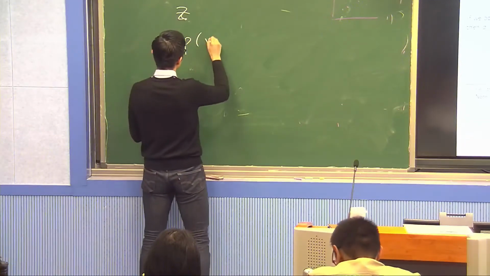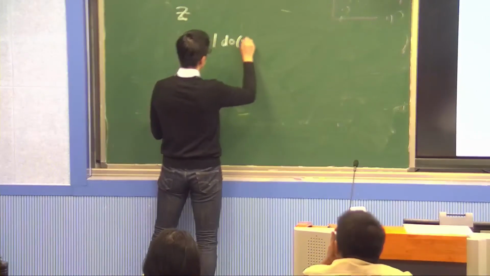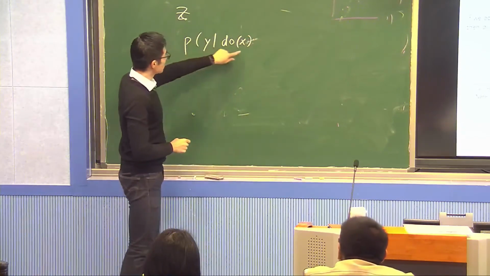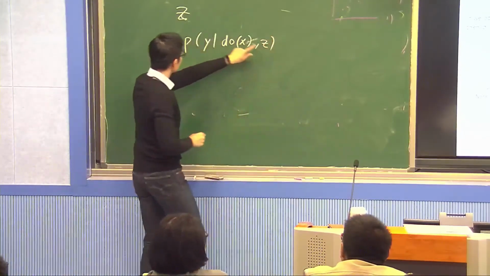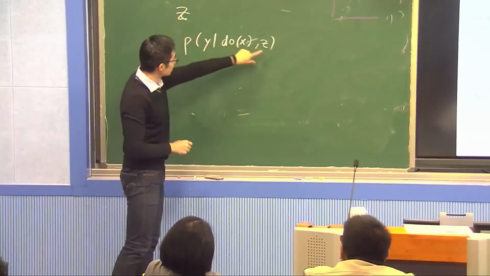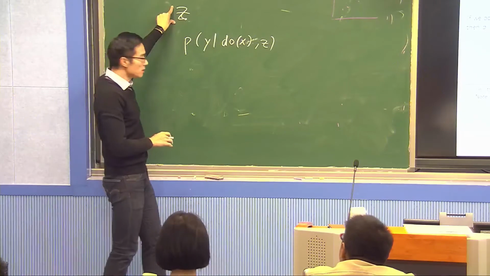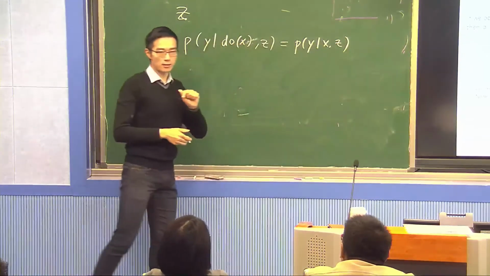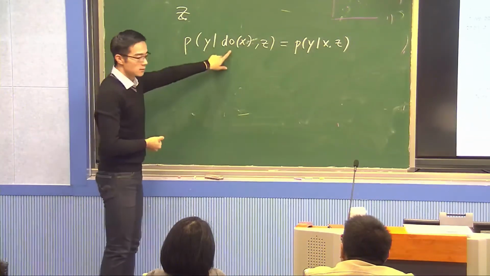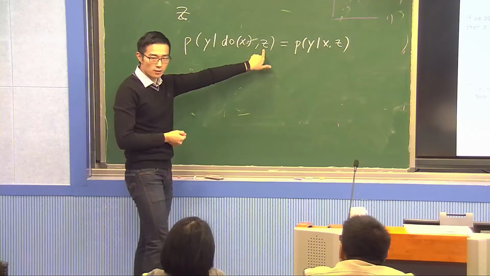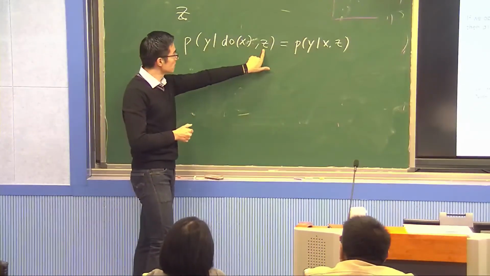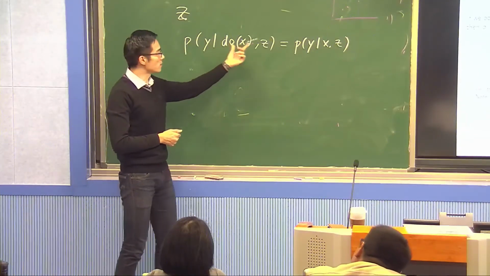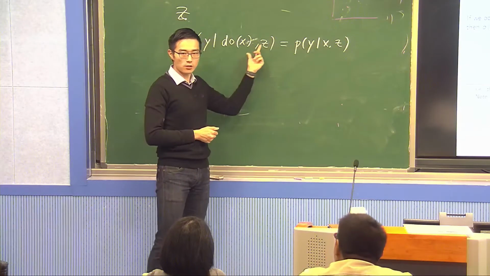The first result is P(y given do x, Z), conditioning on the variables that satisfy the backdoor criteria, will just be equal to P(y given x, Z). That's the first result. So this result says, once you control for Z, the set of variables that satisfies the backdoor criteria, then causation becomes correlation. Causation becomes correlation.